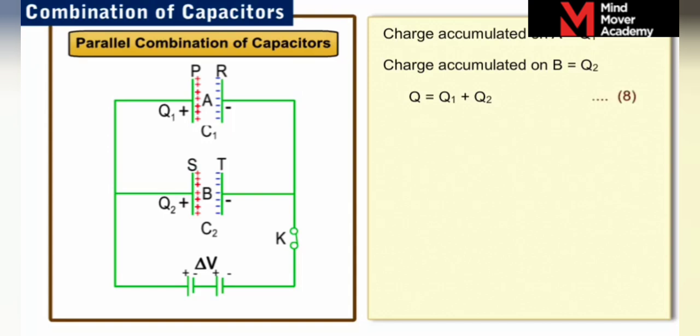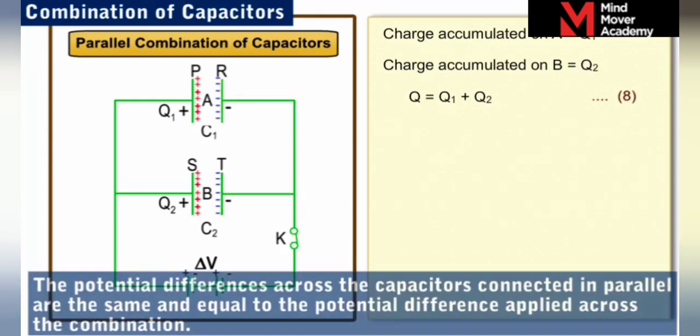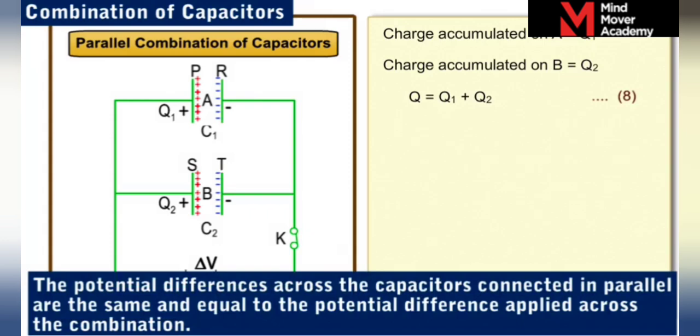As P and S are connected to the positive terminal of the battery, the potential at the plates is equal to the potential at the positive terminal of the battery. Similarly, the potential at the plates R and T is equal to the potential at the negative terminal of the battery. Hence, the potential differences across the capacitors connected in parallel are the same and equal to the potential difference applied across the combination.